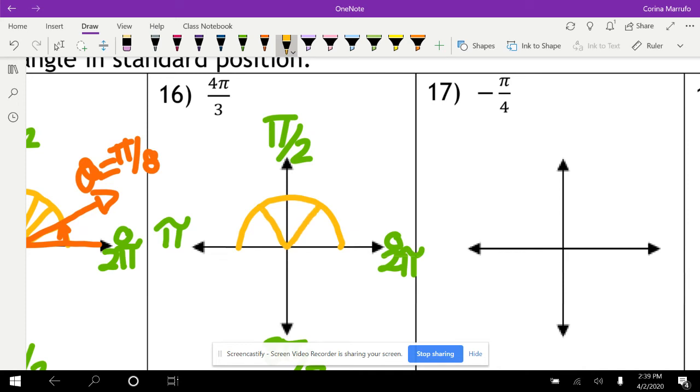But here they want 4 pi over 3, not just 3 pieces. They want more than that. So I'm going to have to make the other side of the pie. Okay, and then I'm going to have to cut it here so you can see it. And so they want 4 pi over 3.